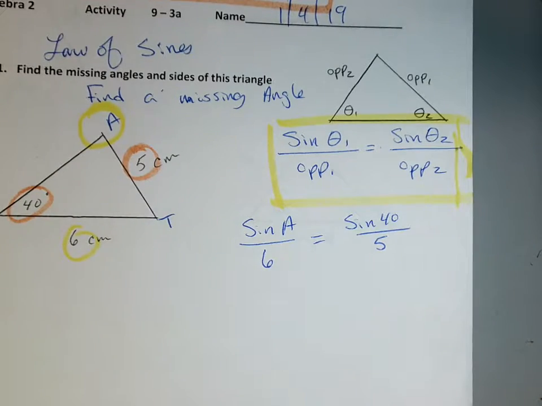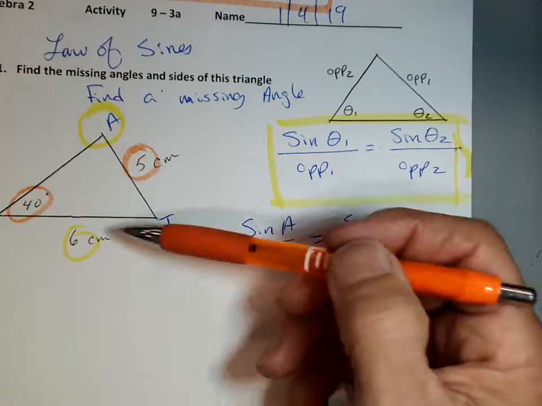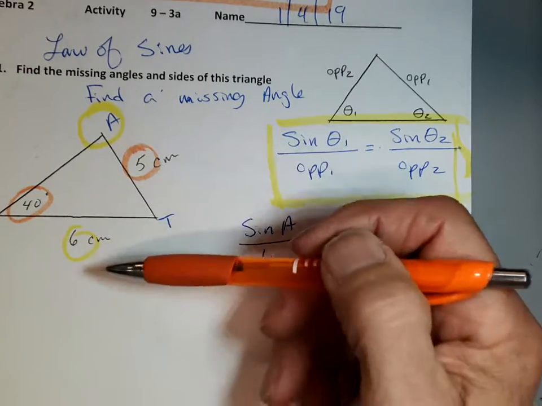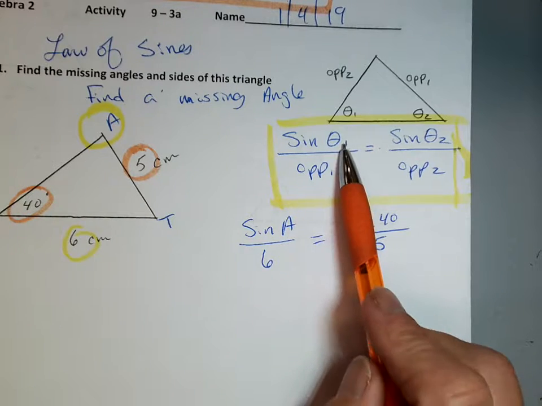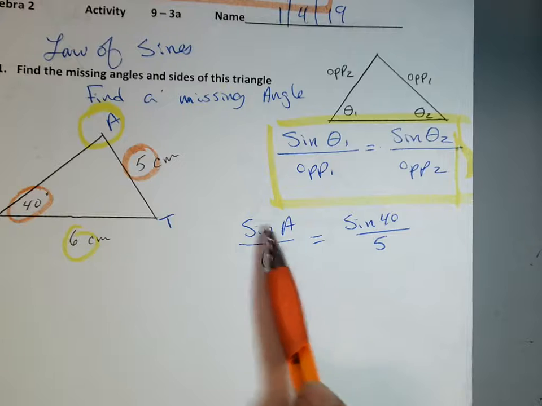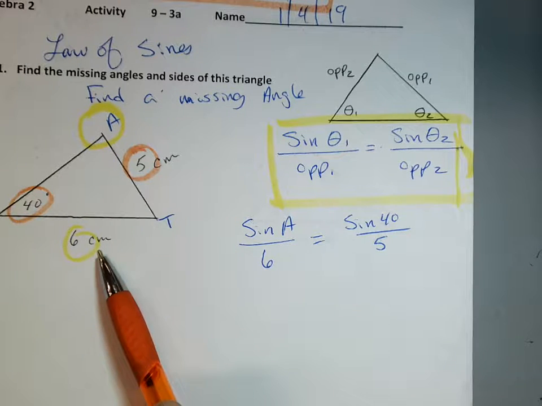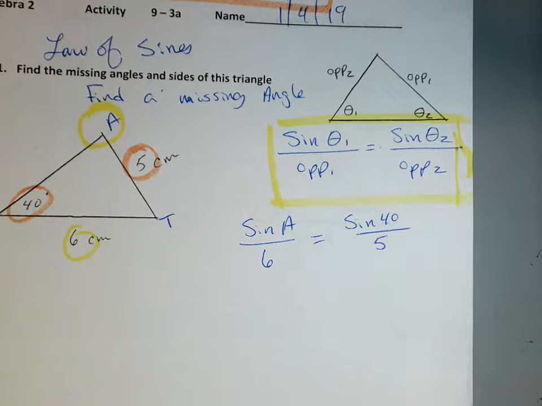Okay? So, you find your pair of opposites. You can locate possibly another pair of opposites. If I have 6, I can find its opposite angle. So I write it down as sine of theta, in this case, angle A, because theta means angle, over its opposite side, which is 6. Sine of 40 over its opposite side, 5. Now all I have to do is solve for A.